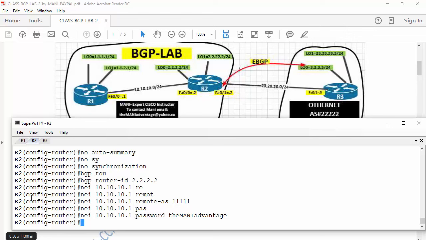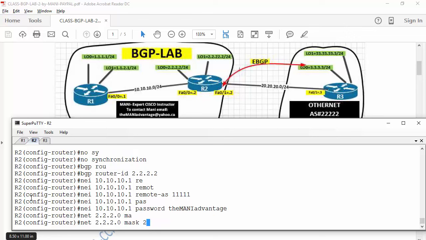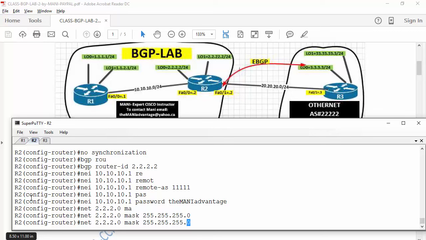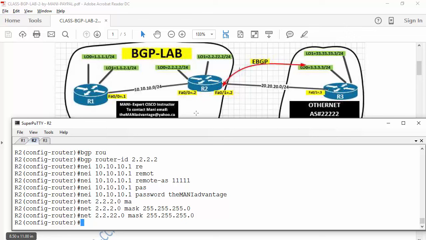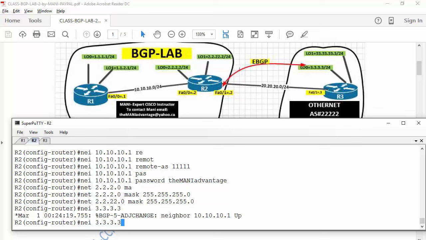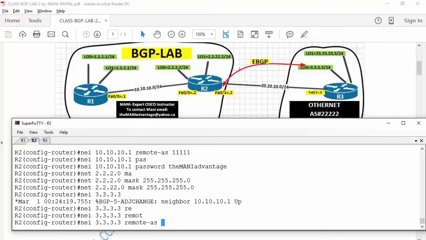So before I configure the other neighbor, let's advertise the network. I have a network called 2.2.2.0 mask 255.255.255.0. I will do the up arrow and change this one to 22. Guys, we haven't established the other neighbor, so look at this one very carefully. Neighbor 3.3.3.3. Look at the red color here. That's router 3's address. Remote AS, that other net AS number is 22222.